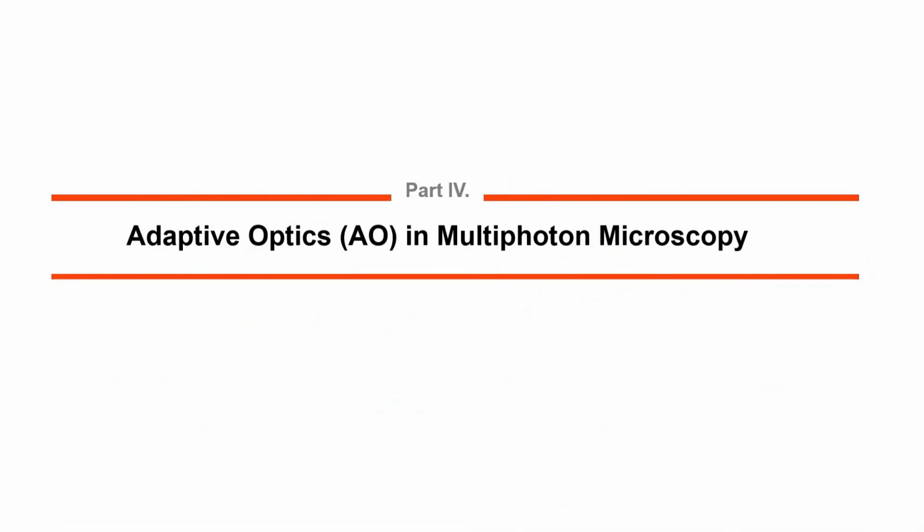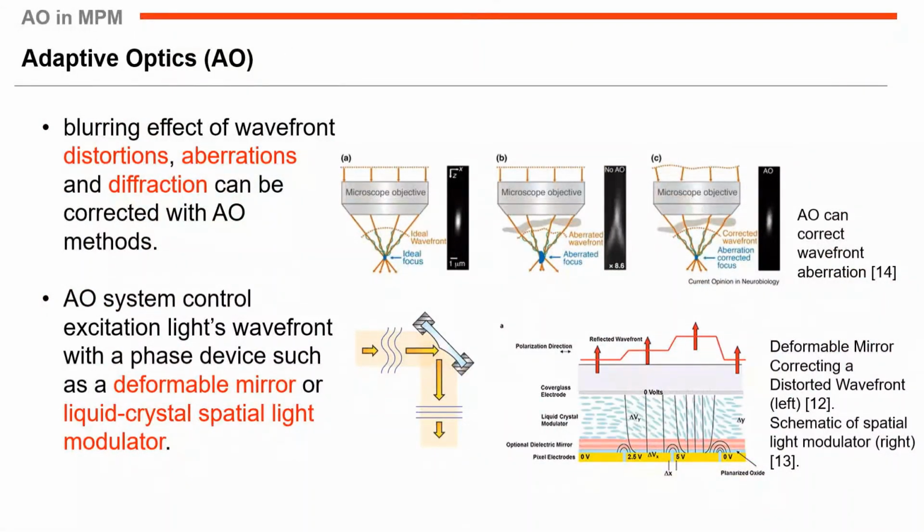And the last part is about adaptive optics. During brain imaging, there could be wavefront distortions which aberrate the focus, but adaptive optics methods can reduce the blurring effect of wavefront distortions, aberrations, and diffraction. The AO system controls and corrects the distorted wavefront of the excitation light with a phase device such as a deformable mirror or a liquid crystal spatial light modulator located between the objective lens and the beam splitter.